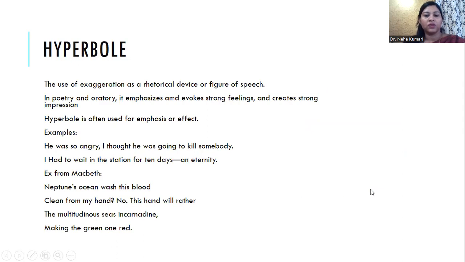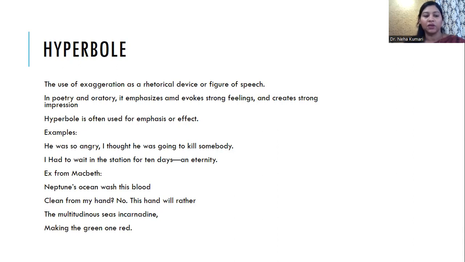Next, figure of speech is hyperbole. Hyperbole is actually the use of exaggeration as a rhetorical device. So it is a figure of speech which uses exaggeration as a rhetorical device. Here the language is excessive. In poetry as well as in oratory, it is used, and it emphasizes as well as evokes strong feelings and creates strong impression. So hyperbole is often used for emphasis or effect.